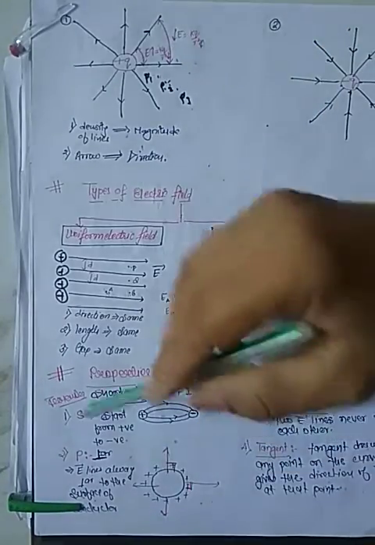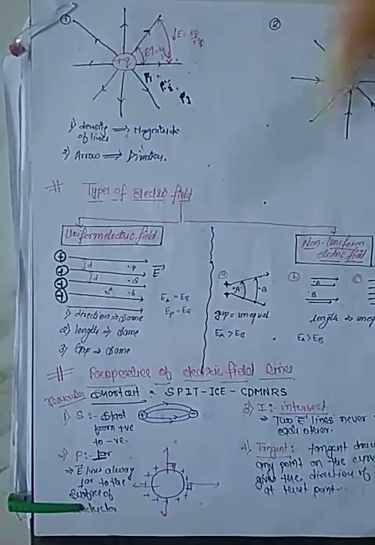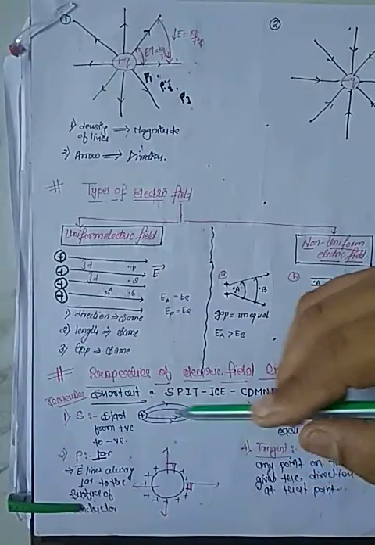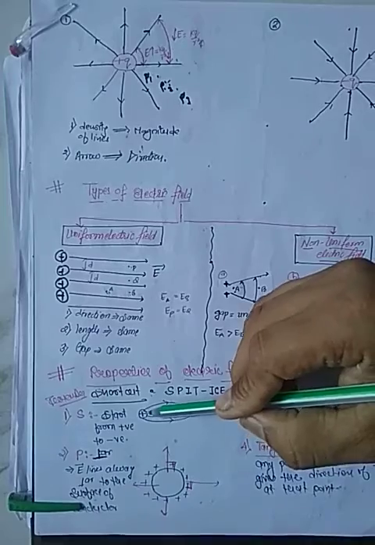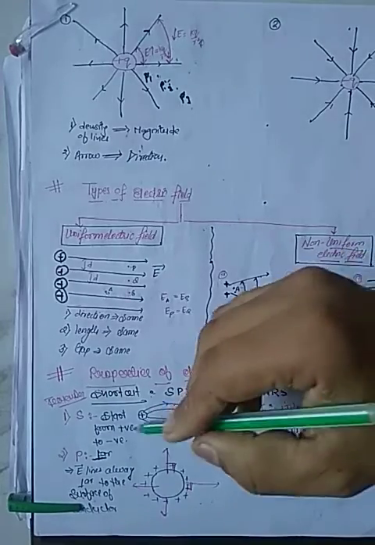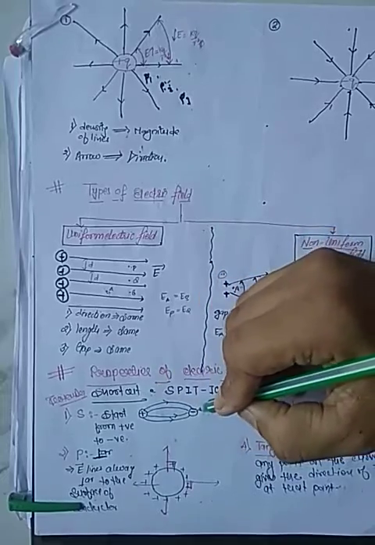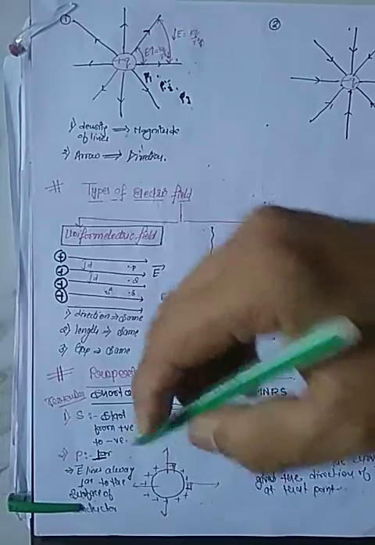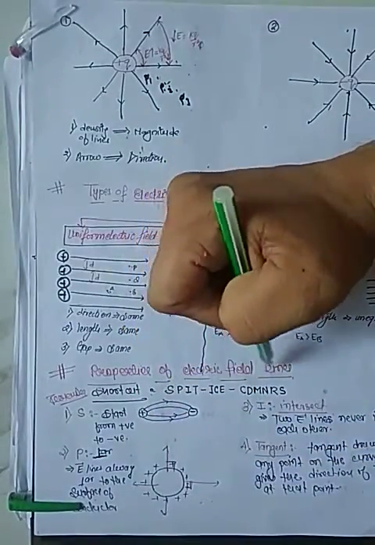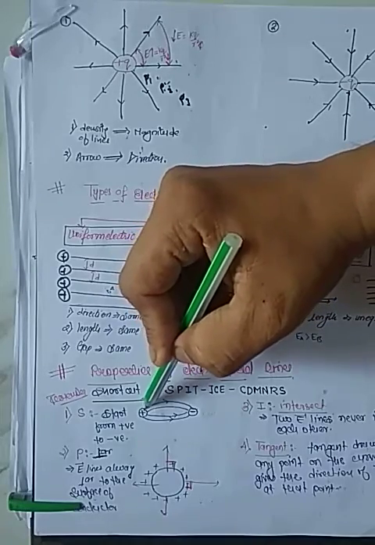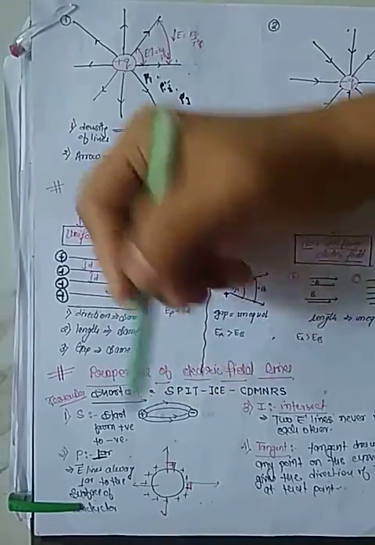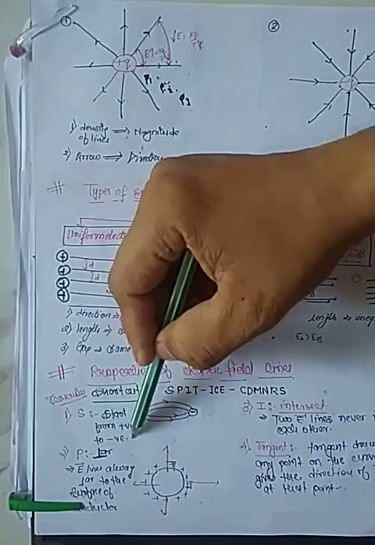What is S? S is for start. As we know, the electric field starts from positive charge and goes to negative, because for a positive charge the field is outward, and for a negative charge the field is inward. So the electric field line starts from positive and ends at negative.